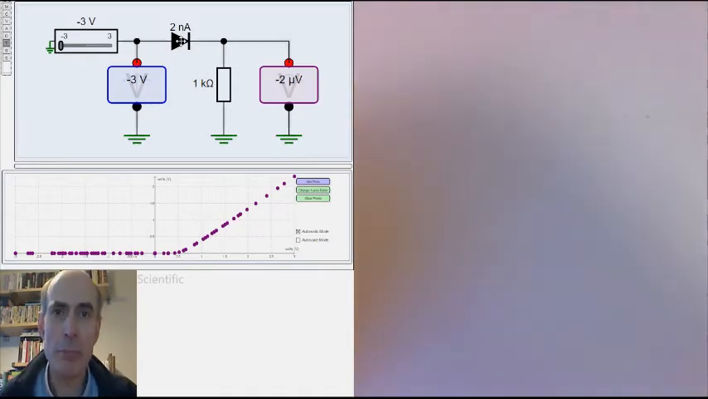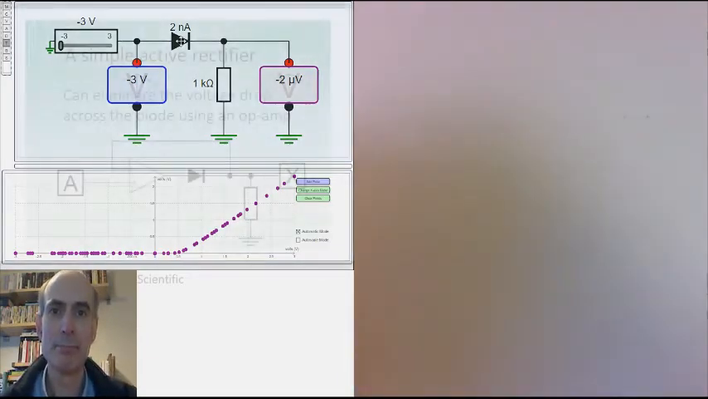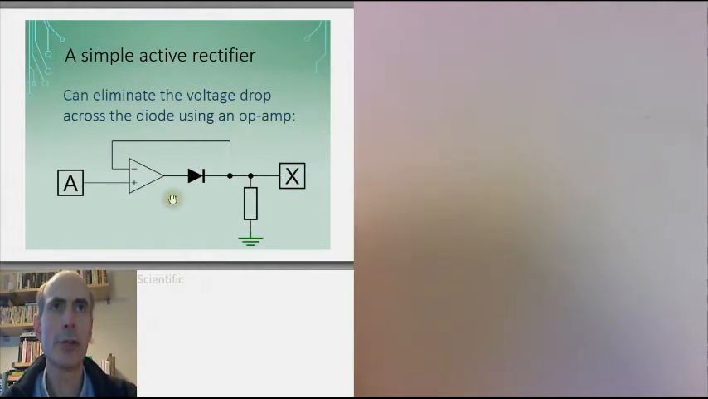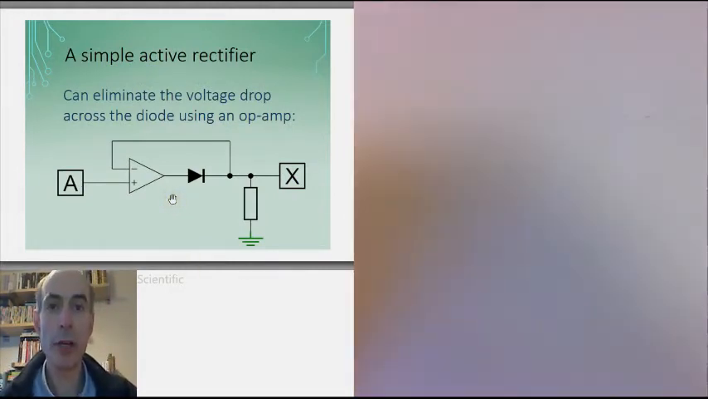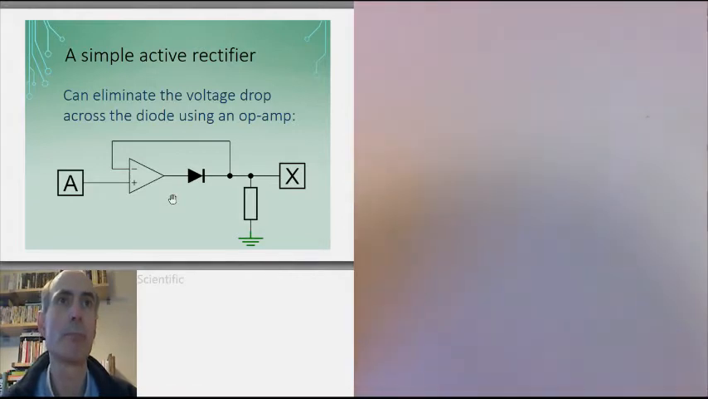But we can fix that problem with an op-amp. Consider this circuit here, known as an active rectifier, or sometimes as a superdiode, because it works pretty much like an ideal perfect diode would work.